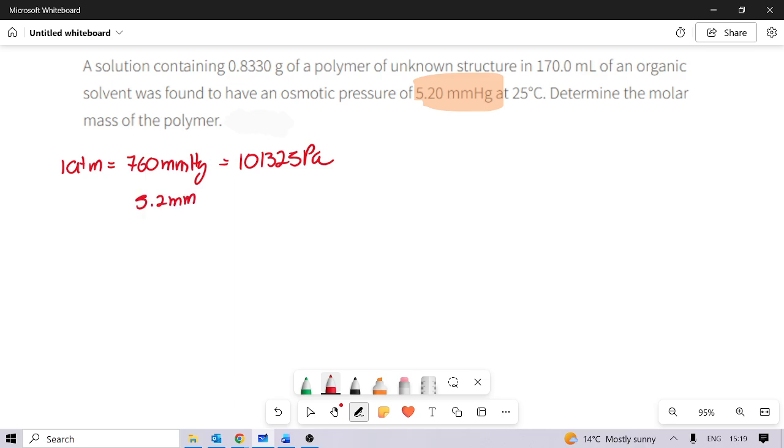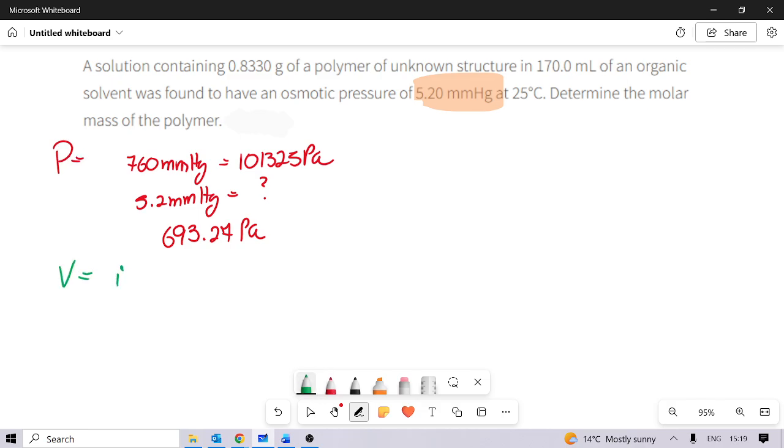5.2 millimeters of mercury equals how much? And this becomes 693.27 pascals. I don't actually need the 1 atmosphere, but I normally write it, at least initially, to show how I'm doing the conversion. Once I know that, so that is the pressure, I also know the volume.